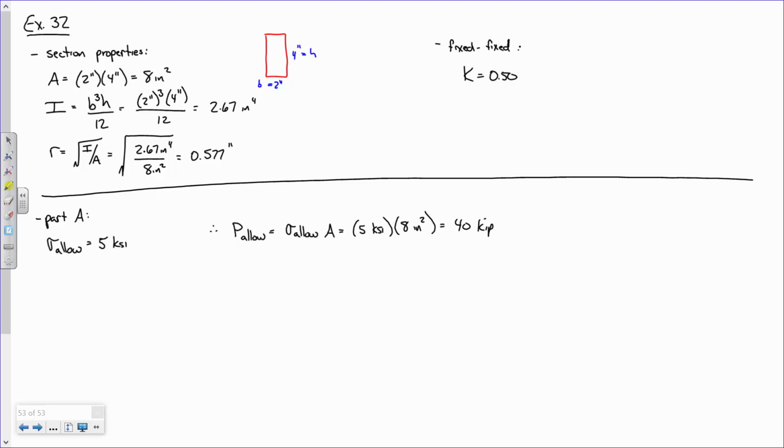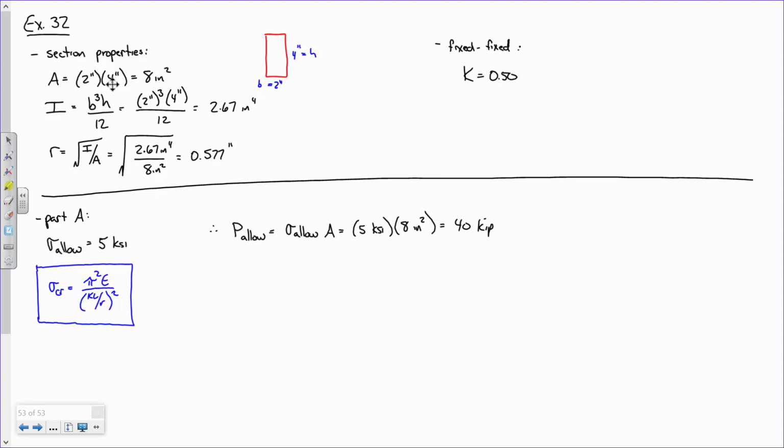Now, let's consider the effects of buckling. Okay? So how do we compute a critical buckling stress? Here, let me put this in blue. We take pi squared E divided by KL over R squared, right? Now, what the problem is asking is what is the maximum length of the column so that its allowable stress doesn't exceed 5 KSI. So why don't I set its critical buckling stress to 5 KSI and let's solve.